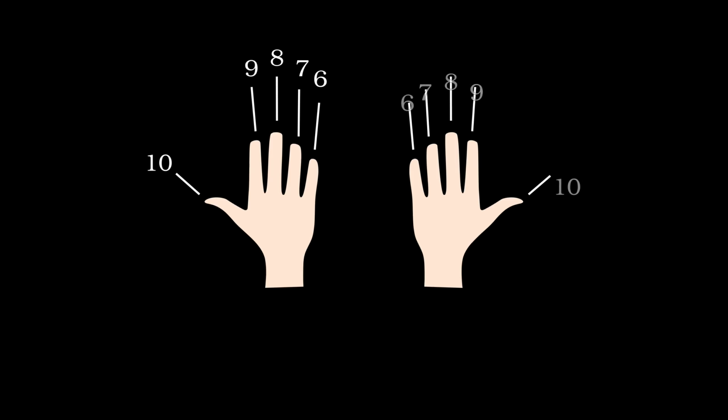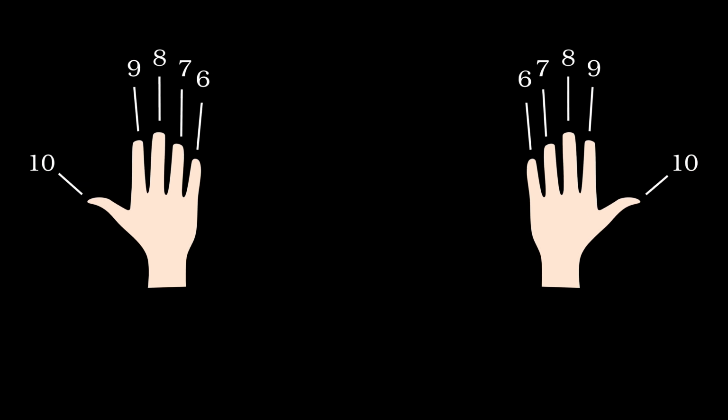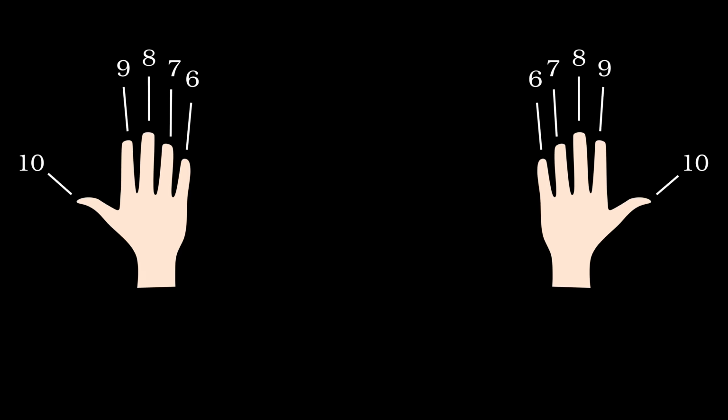First, hold out both hands in front of you with your palms facing up, and then associate the numbers from 6 to 10 with the fingers of your hands like this. 6 for the pinky, 7 for the ring finger, 8 for the middle finger, 9 for the index finger, and 10 for the thumb. This way we form any number from 6 to 9 with our own hands.